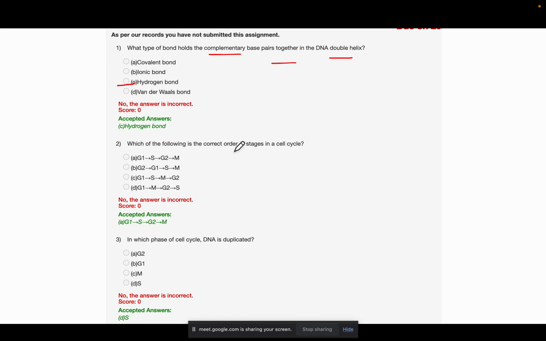Which of the following is the correct order of stages in a cell cycle? What we have been reading so far: at first G1, then S phase, then G2, then M phase. S phase is where DNA replication happens, and G1 is a preparatory stage for S phase, G2 is a preparatory stage for division, and M phase is where division occurs. So the answer will be G1, S, G2 and M.